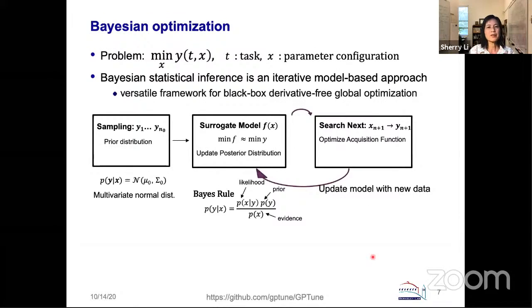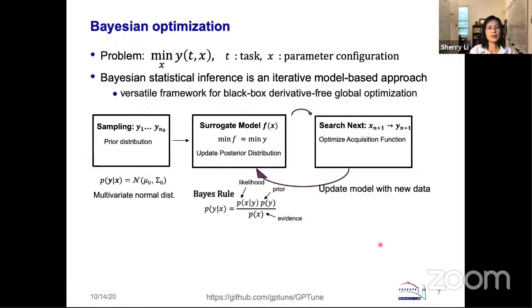Okay, so after some research, we decided to use a Bayesian optimization framework. It's a statistical inference. The workflow is an iterative model-based approach. The reason we chose this is because it's very versatile. It doesn't matter what your function is; it's a black box, we treat the function as a black box. And also it's derivative-free. So it's a global optimization approach.